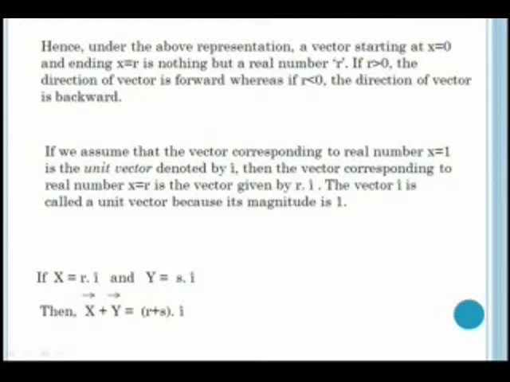Now similarly, if we have any vector x equal to r times this unit vector and y equal to s times the unit vector, then x plus y would be r plus s times the unit vector. Thus if we simply add these two vectors, this is the sum of the real numbers r and s times the unit vector. So whenever we have vectors in one dimension, we can represent them as some multiple of the unit vector, such that this multiple represents the magnitude of the vector.